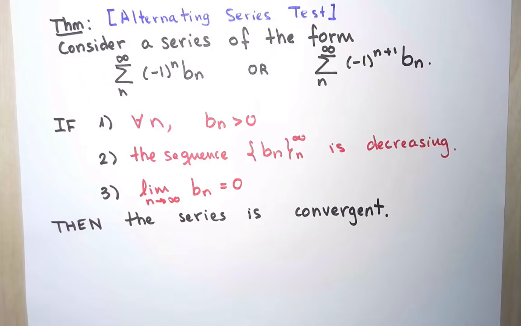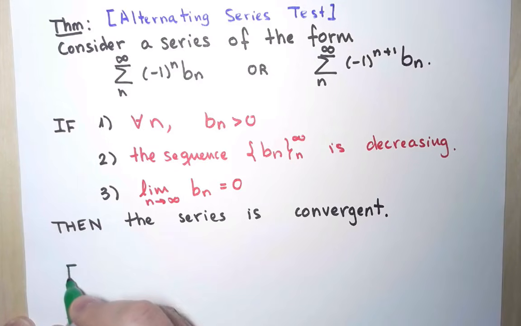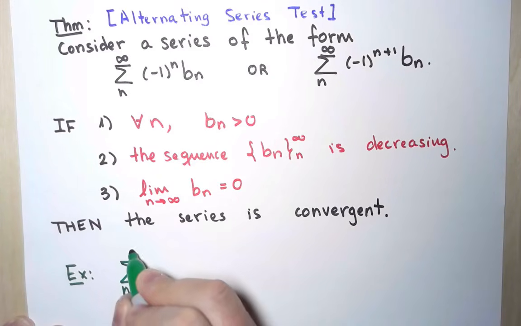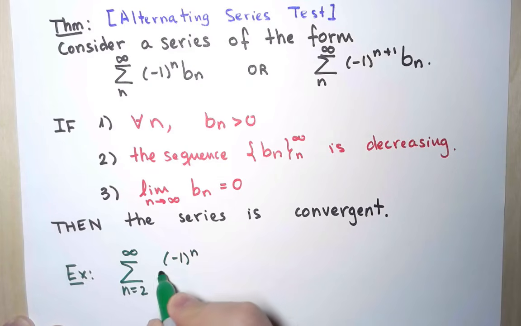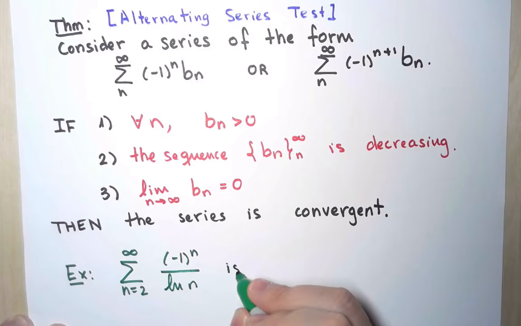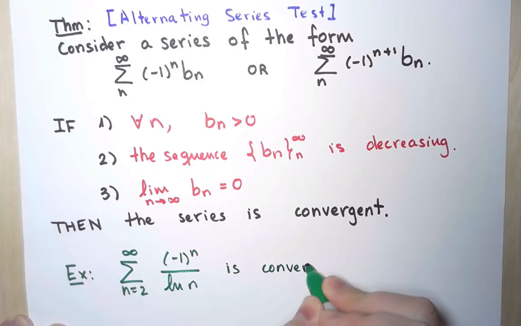And that's it. Whenever I have an alternating series, a series with those three properties, I can immediately conclude it is convergent. It applies to a lot of series. For example, I could look at the sum from n equals 2 to infinity of minus 1 to the n over ln n. And yep, it satisfies 1, 2, and 3. So by the alternating series test, it must be convergent.